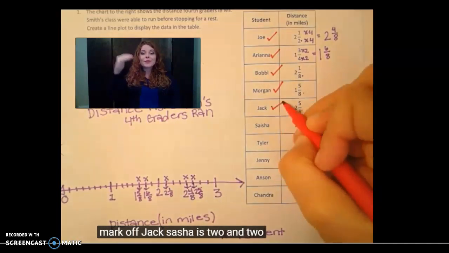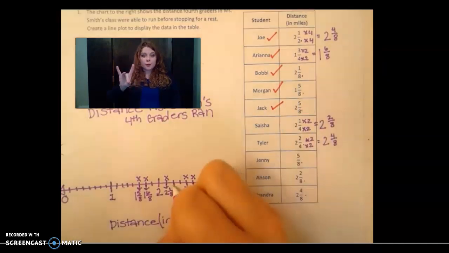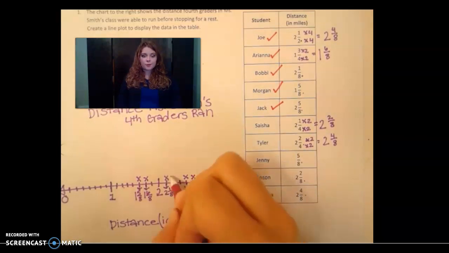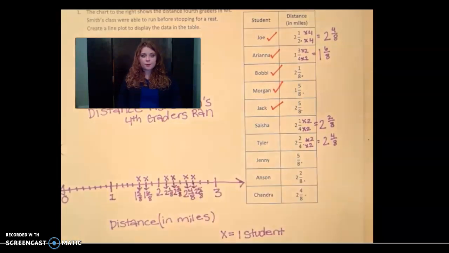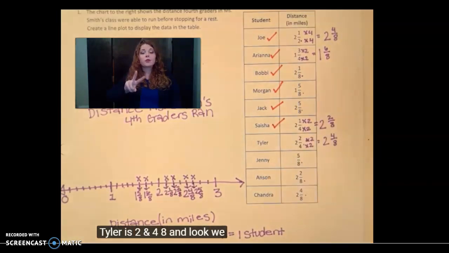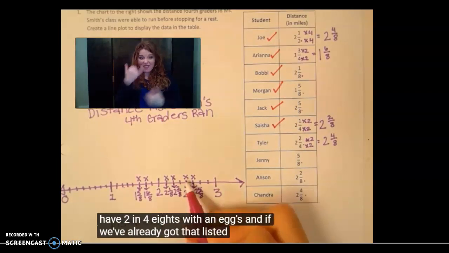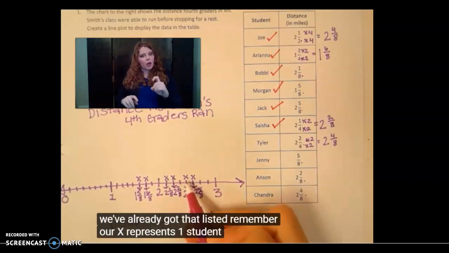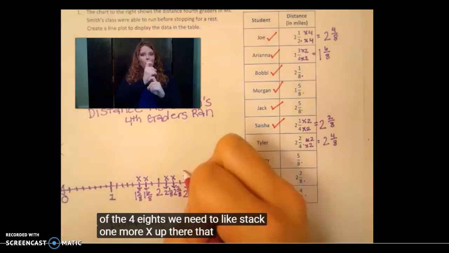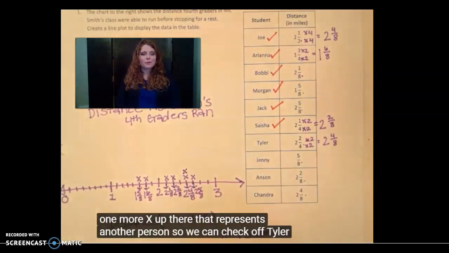Sasha is 2 2/8. Tyler is 2 4/8. And look, we already have 2 4/8 with an X. And if we've already got that listed, remember our X represents one student. So over top of the 4/8, we need to stack one more X up there. That represents another person. So we can check off Tyler.